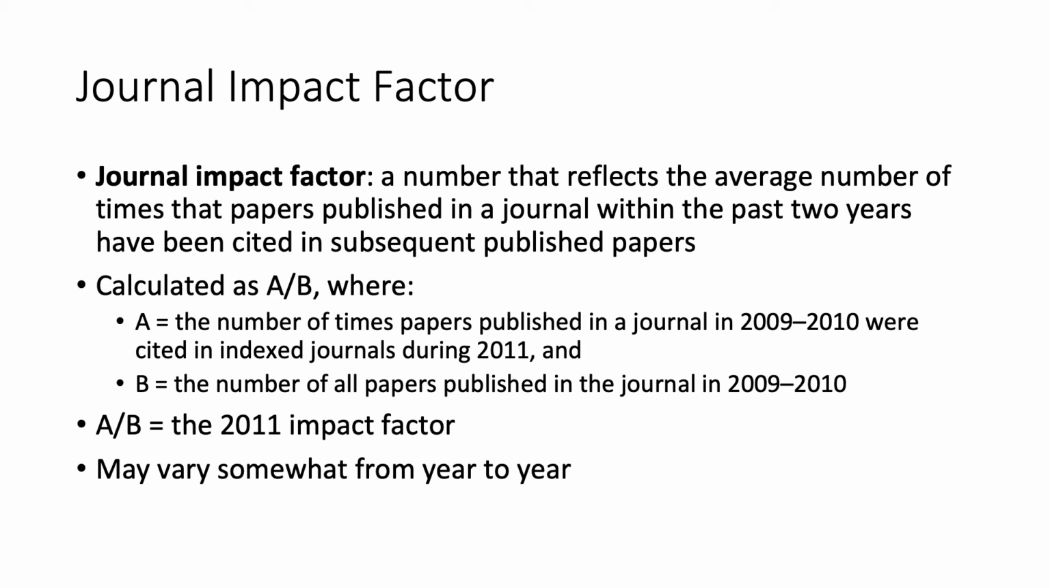When looking at the journal impact factor, this is a number that reflects the average number of times that papers published in a journal within the past 2 years have been cited in subsequent published papers. So we can calculate this as A divided by B, where A equals the number of times papers published in a journal in, say, 2009 to 2010 were cited in indexed journals during 2011. And then we have B, which is the number of all papers published in the journal in 2009 to 2010. So how we get the 2011 journal impact is A divided by B, and this is that number.